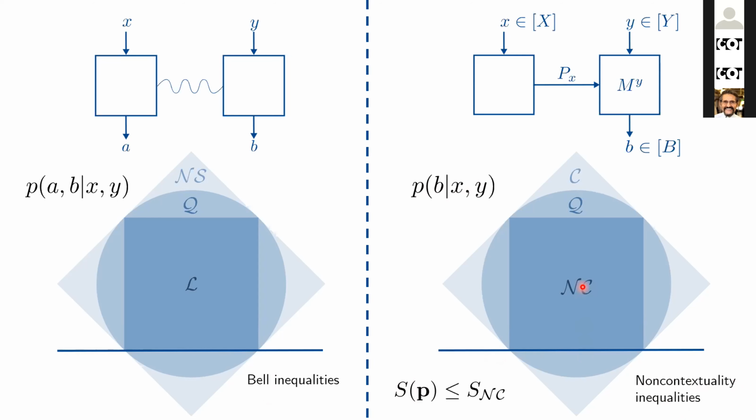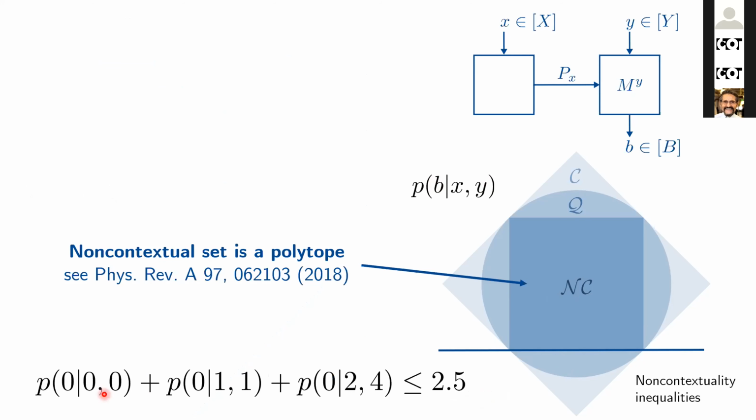When you're in a non-contextual ontological model, this linear combination will always be less than a certain value. You will get a value less than this S_NC, and everything beyond the line violates this inequality, so you get something greater. The quantum behaviors can violate this inequality. As a quick example, you could add together three of these probabilities from the vector, and in an NC model, this has to be less than 2.5. I haven't told you the scenario, but I can tell you later.